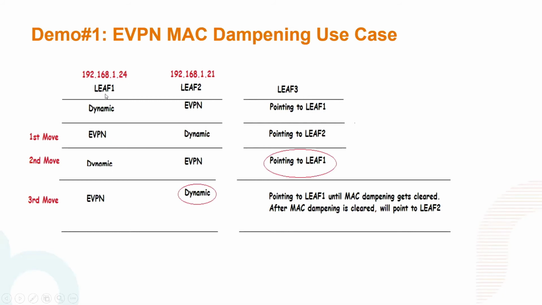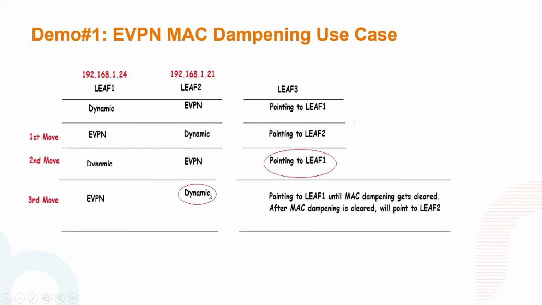And on the second move, 1.24 will have it as a dynamic one and 1.21 will have it as EVPN, and this will be pointing to leaf 1 on second move, leaf 3. Now on the third move, so from leaf 2's perspective, this is my first move, EVPN to dynamic first, this is my second, and this is my third move.